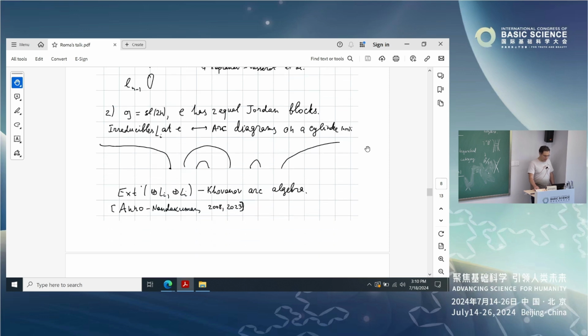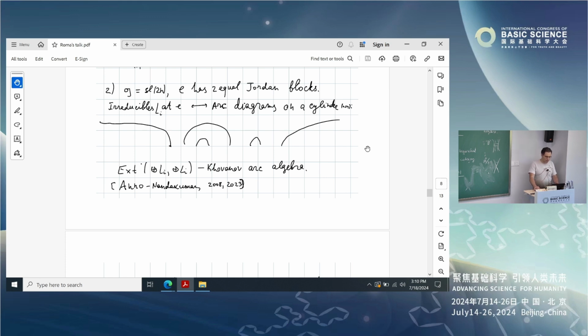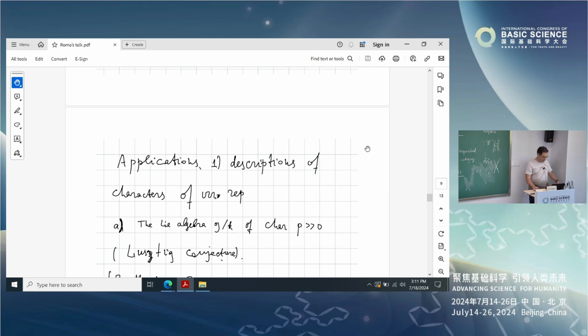And then when G is SL2n and E has two equal Jordan blocks, I won't tell you what complex of coherent sheaves they correspond to, but I just want to tell you what they are indexed by. They are indexed by these arc diagrams on the cylinder, which look like that, and this is something that appears in the Khovanov arc algebra on the cylinder. If you want to compute Ext from one such thing to the other, you take one diagram, flip the other diagram upside down, put them together, and you get a bunch of circles. You should take a vector space of dimension 2 to the number of circles. This was worked out by my students, and one paper was published recently.